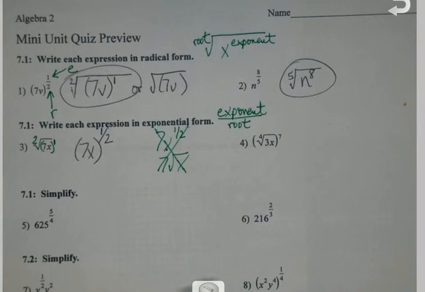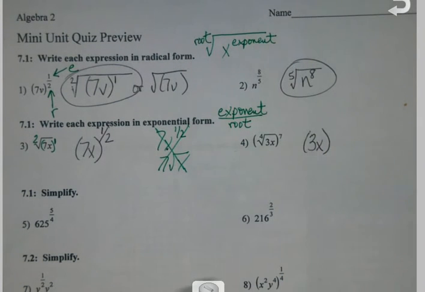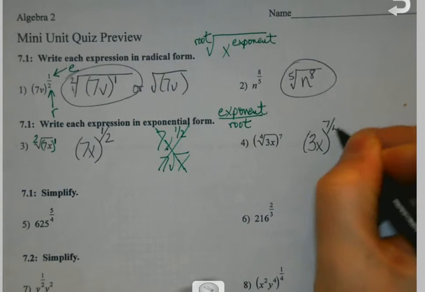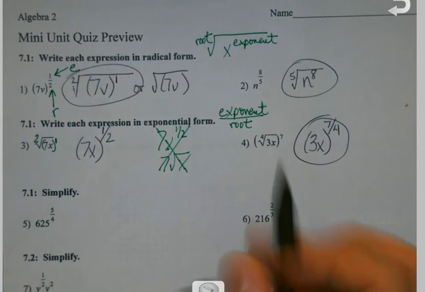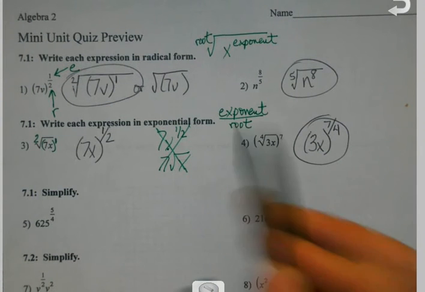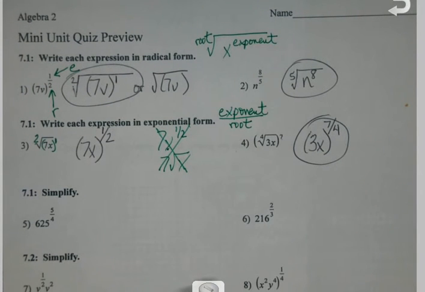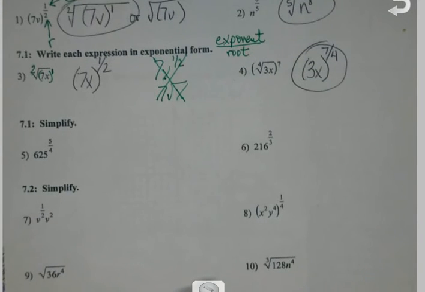So then what would number 4 look like once I get my 3x in parentheses? 7 over 4. Yes. Exponent over root. Just like E comes before R in the alphabet, same thing when I'm looking at my fraction. And I'm set. You're like, okay, this isn't too bad so far.